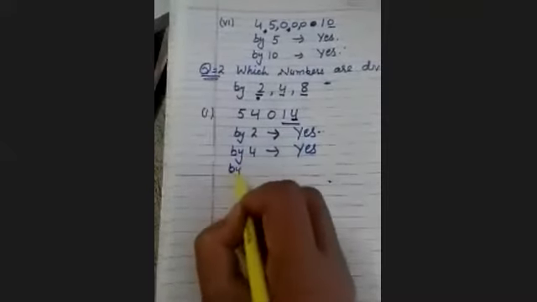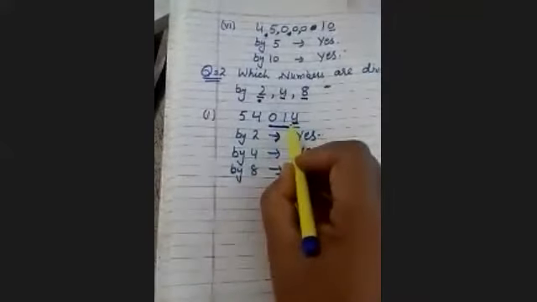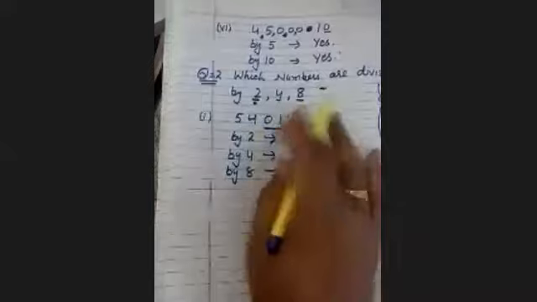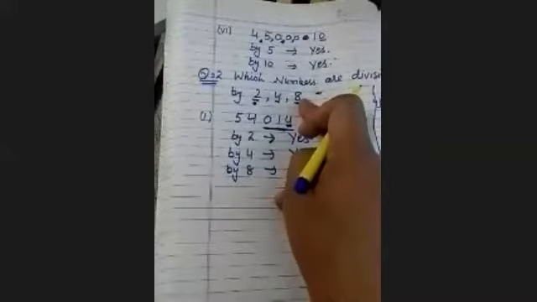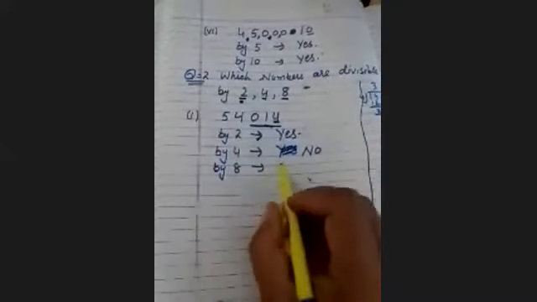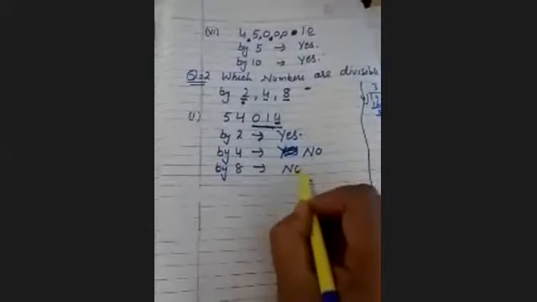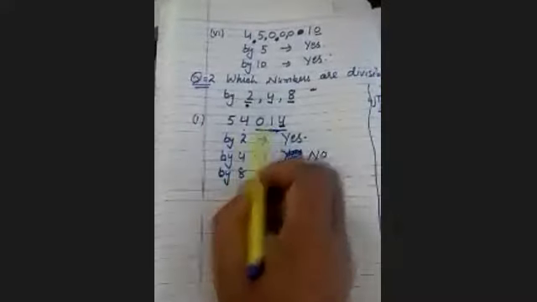Now by 8. Last 3 digits: one is 0 and the remaining 2 are 14. Is 14 fully divisible by 8? 8 1s are 8, 8 2s are 16. So no. 54,014 is divisible by 2, but it is not divisible by 4 and 8.